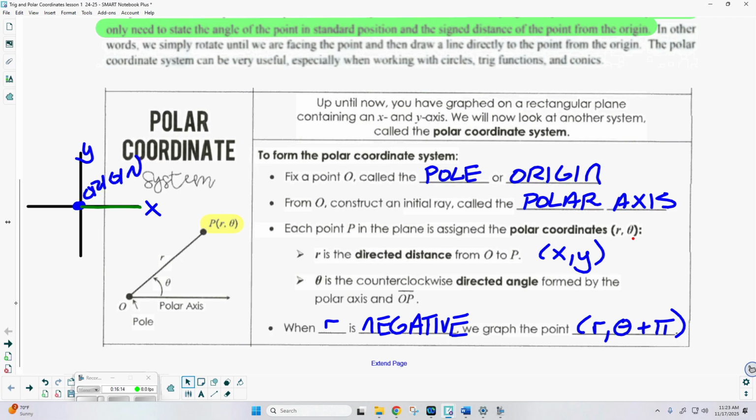Okay, yes. Yeah, so you could do it in degrees, but we are going to be focusing on this with radians.